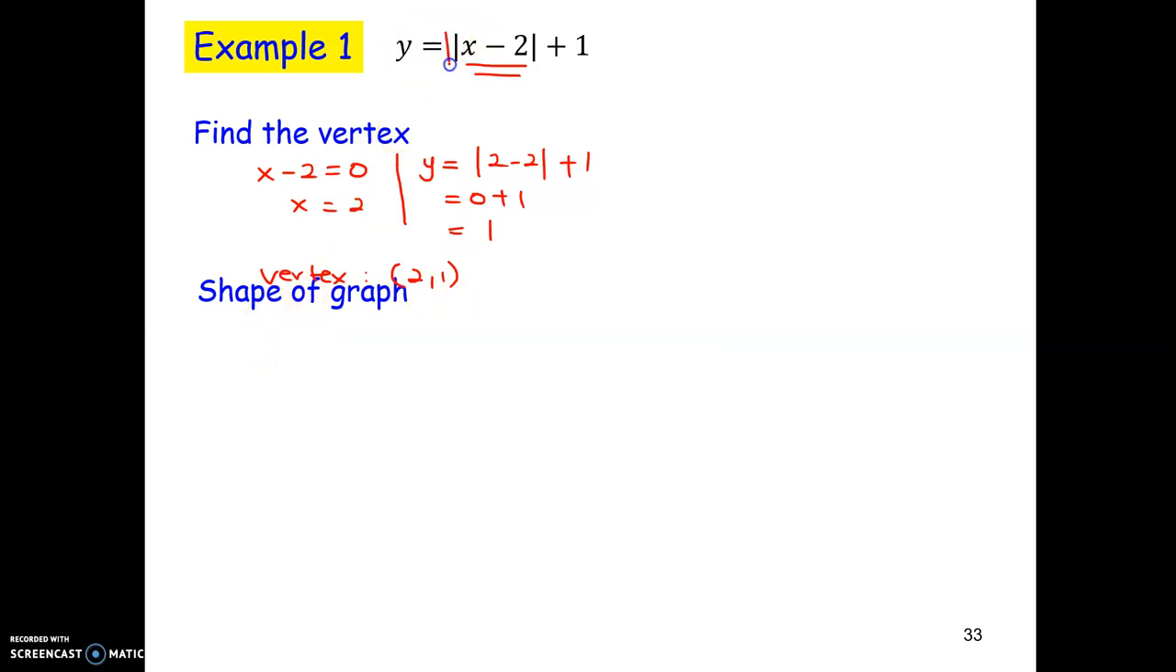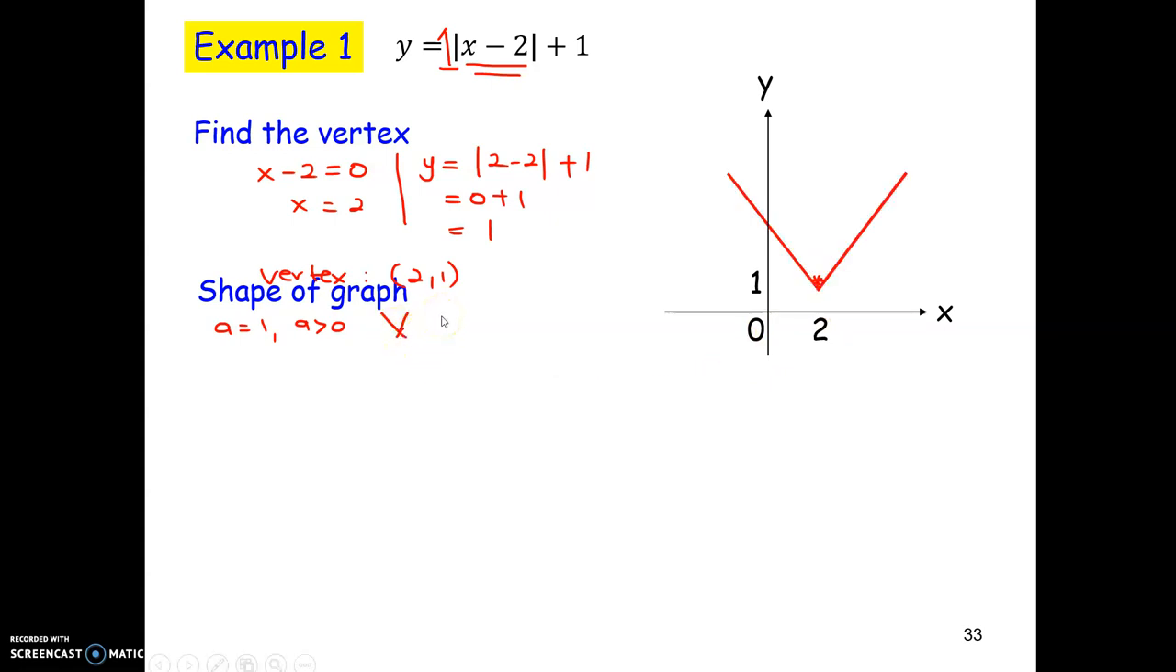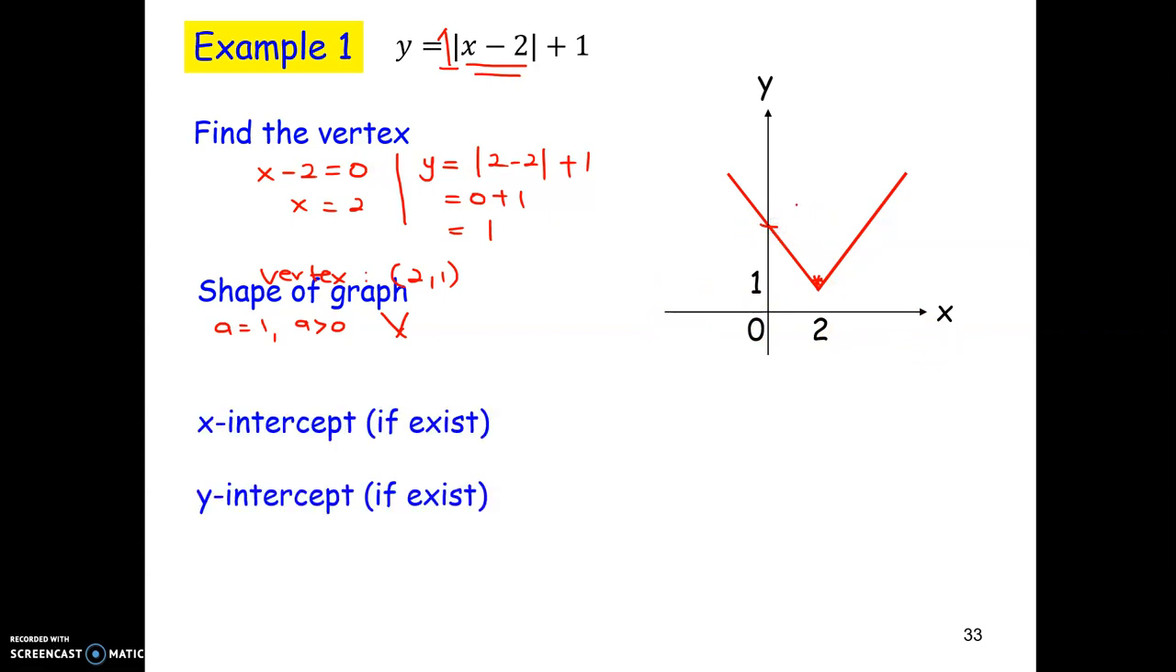Okay, and then we're going to check the shape of the graph. Basically the number in front of the modulus is 1. So a is equal to 1, which means a is greater than 0. Therefore the graph should look like a V. So let us plot the x-axis and y-axis. The vertex is at (2, 1), and the graph looks like a V. So let us draw that one. As you can see, we don't have any x-intercept. We only have a y-intercept. So the x-intercept does not exist, so no need to calculate. The y-intercept, we have to calculate.